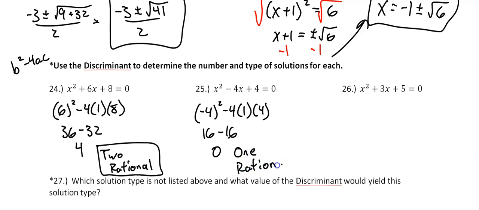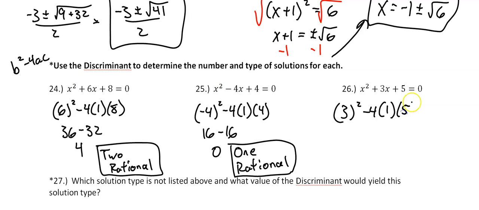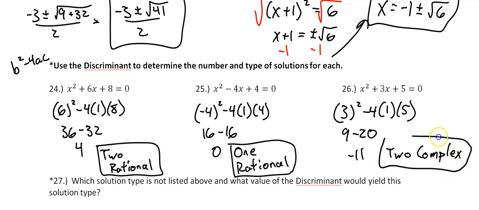And really, this can be achieved by a little bit of memorization, okay? You get a positive that's a perfect square, 2 rational; 0, 1 rational. Here, b squared minus 4ac. That's a 9 minus 20, which is a negative 11. And so we get a negative under the square root. That's going to yield 2 complex. The discriminant is negative, 2 complex solutions.